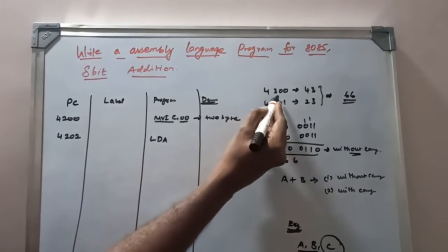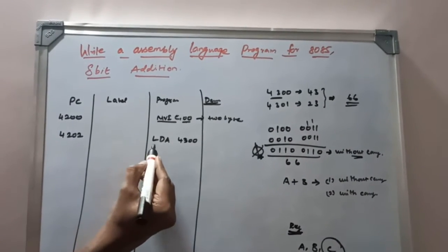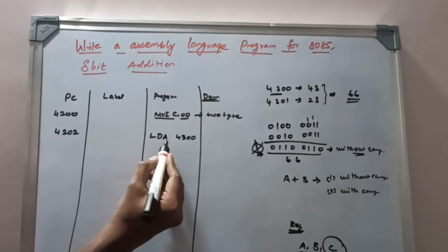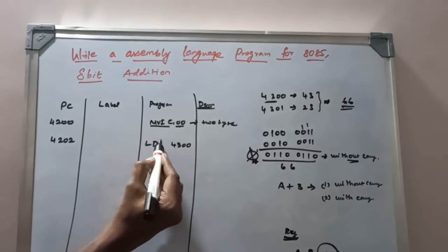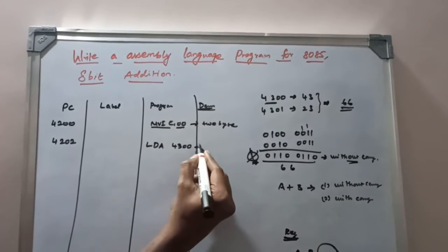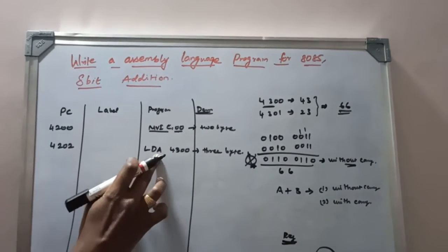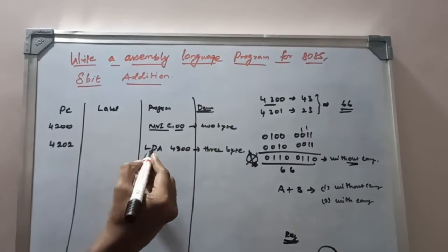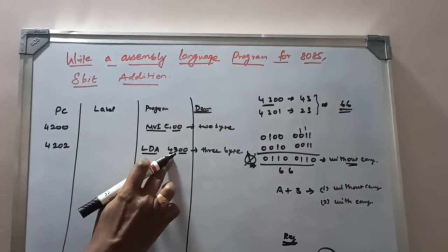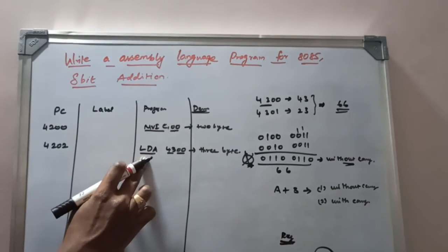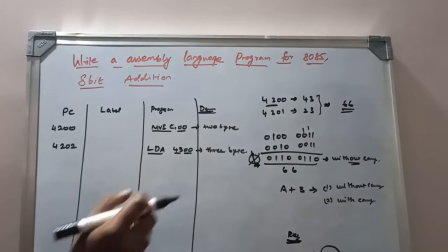The first value you get from 4300, so LDA 4300, load the accumulator content. Whatever value is present in the 4300 memory location, that value is transferred to the accumulator. It is a 3-byte instruction, so you need 3 memory locations for execution: an opcode, an operand and an operand. In the instruction itself we pass 2 operands and 1 opcode, so you need 3 memory locations for loading the information.